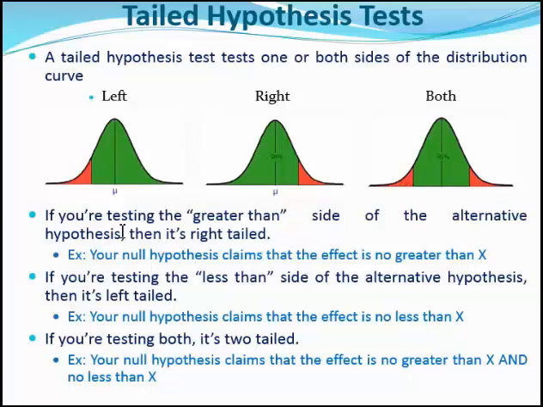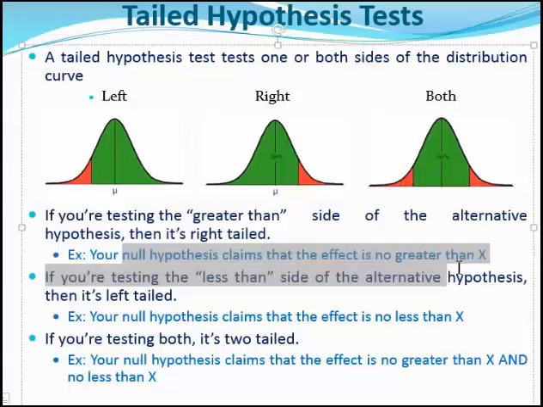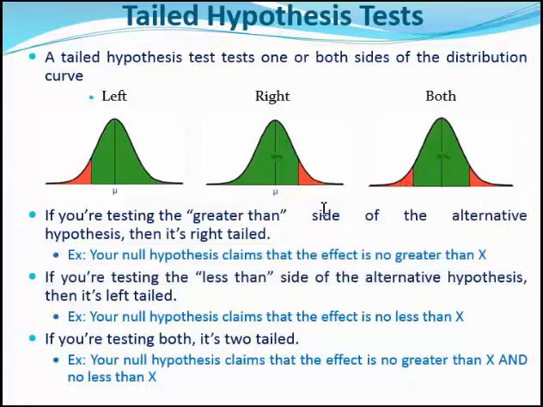Okay, so in an example of the greater than side, if my null hypothesis claims that the effect is no greater than X, that would be a right-tailed hypothesis because we're looking for a value that is greater than whatever X happens to be. The opposite, of course, would be a left-tailed hypothesis, but if you're testing both, then it's two-tailed. If I claim that my null hypothesis is no greater than X and no less than X, well, then we're looking for that range in the middle near the mean, and it is a two-tailed hypothesis.